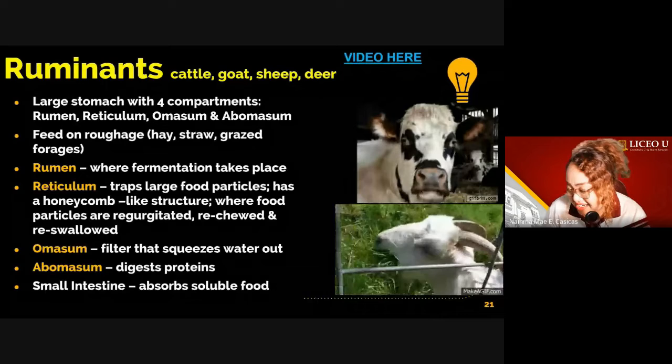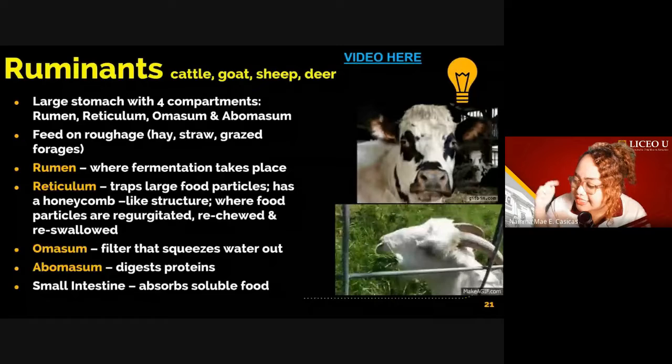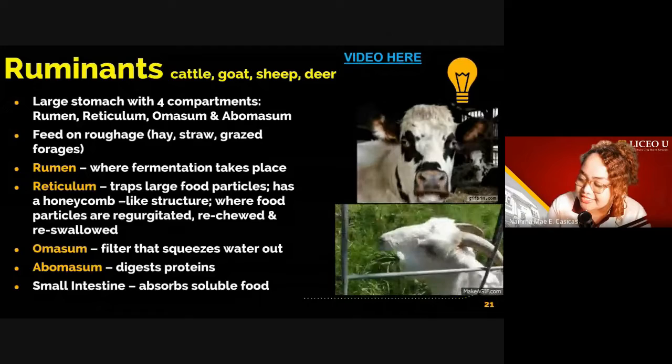Kaya, ayaw ninyo i-try, please. Don't try. Don't eat the grass, okay? But the thing is, because they feed on that, they will need several compartments in their stomach so that the grass will be digested thoroughly. Because lisod magud i-digest ang cellulose, no?